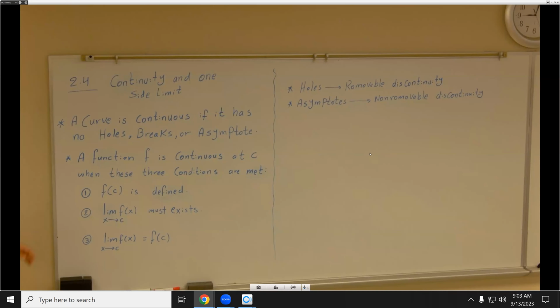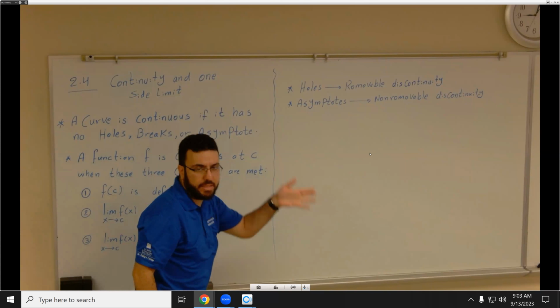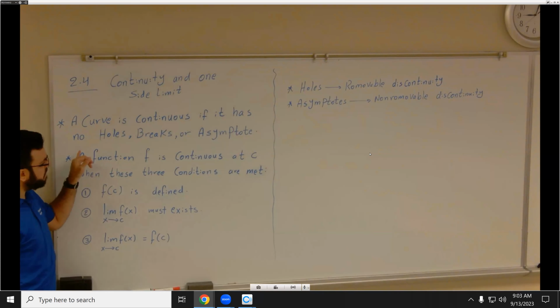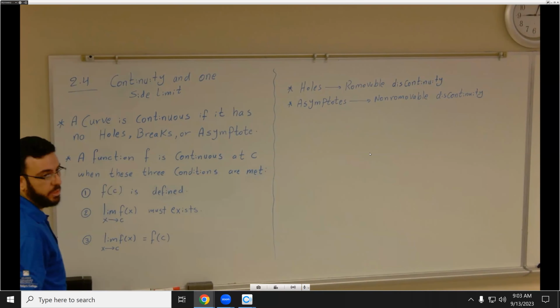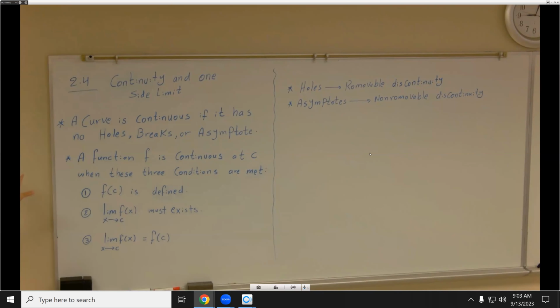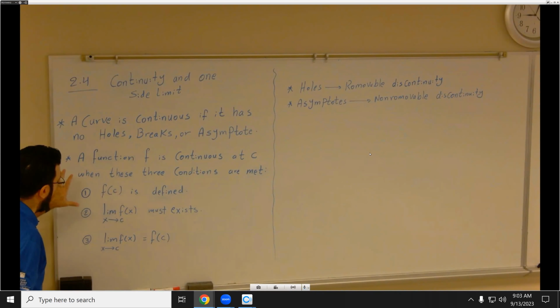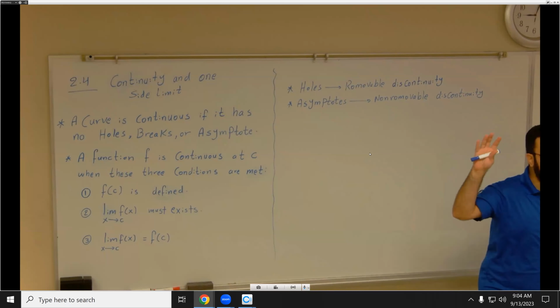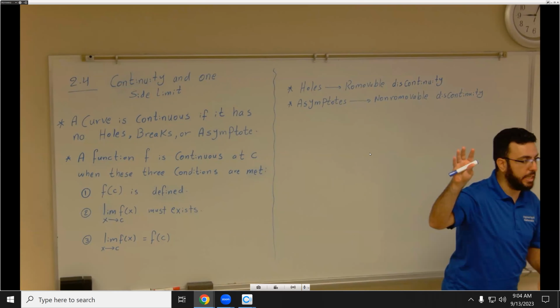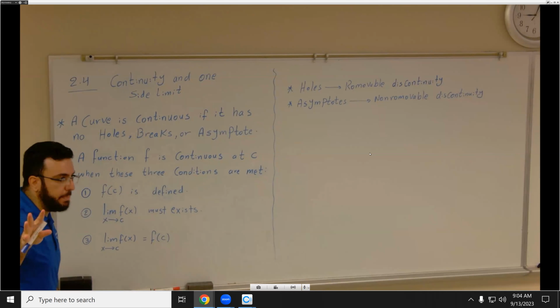Sometimes when you graph it, it looks like a gap or a break, okay? And with an asymptote, you have a vertical asymptote. If there is none of these, that means the function is continuous. As a math definition, a function f is continuous at the point c when it satisfies three conditions. The first condition: f of c is defined. That means when I plug the point c into just the function, not the limit, it's going to be a number, it's defined.